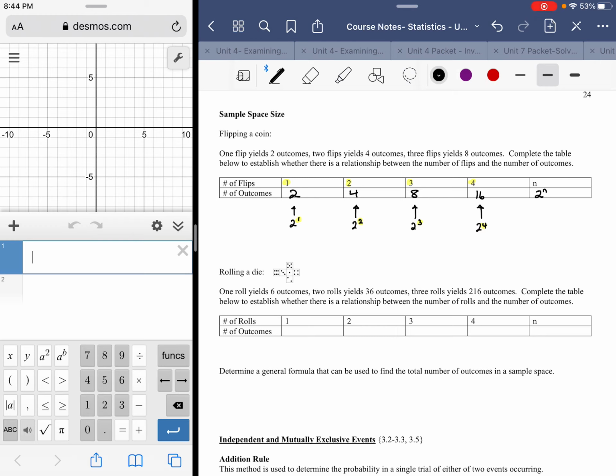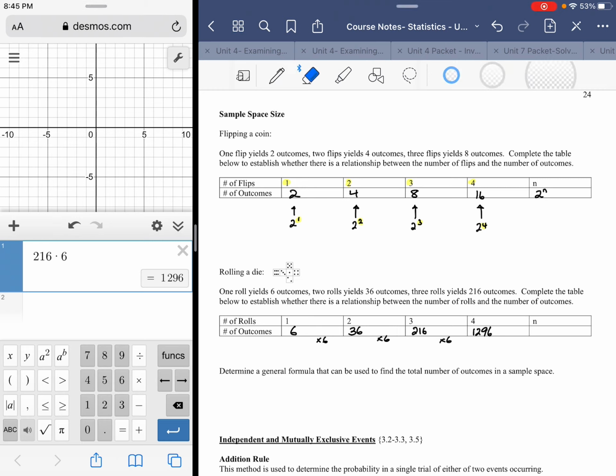All right. Same thing with rolling a die. If I roll a die once, 6 outcomes. Twice, 36. 6 times 6 gives you 36. Times another 6 will give you 216. Times another 6 would give you 1296. I don't know. Let me take a look. I've done this enough that I should know it. Yeah, apparently I did. I just wasn't confident enough.